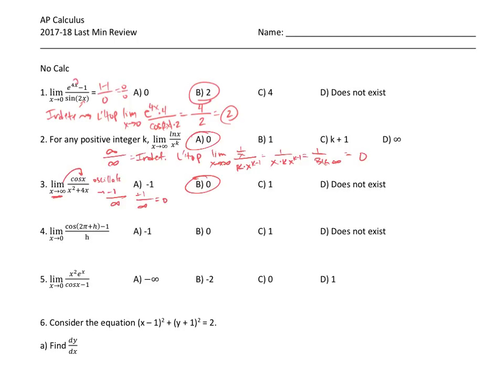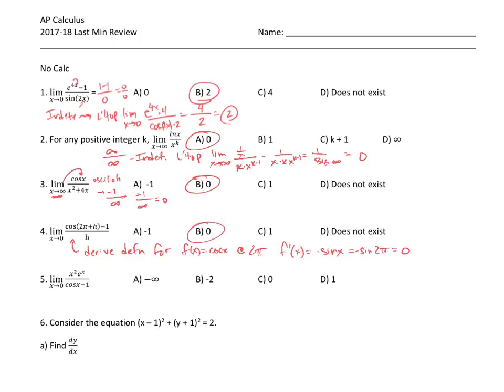All right, number 4. If you look at it very carefully, this is the derivative definition for f of x equals the cosine of x at 2 pi. So we're going to take our derivative here, and this gives us negative sine x. Then we want negative sine of 2 pi, which comes out to be 0.